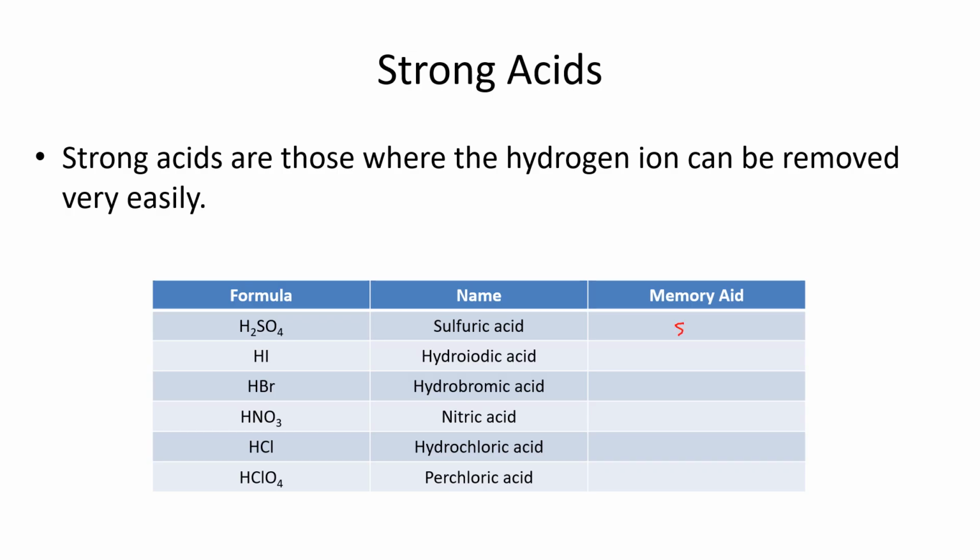And the way it works is, so I brought no clean clothes. And so the S is for sulfuric acid, the I is hydriodic acid, the Br is hydrobromic acid, the No is nitric acid, the clean is hydrochloric acid, and clothes is perchloric acid. And so if you can get used to those 6, then any other acids that you see, you'll automatically know are going to be the weak ones.